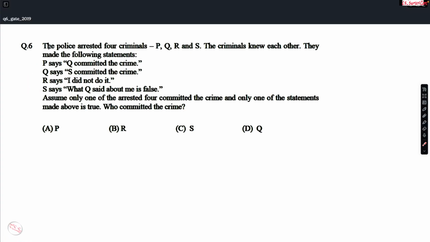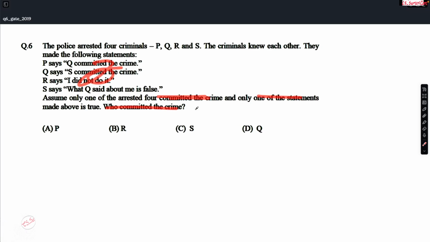Let's read the question. The police arrested 4 criminals, P, Q, R, S, okay? The criminals knew each other. They made the following statements. P made this statement, Q made this statement, R made this statement, and S made this statement. Assuming only one of the arrested 4 committed the crime, only one of the statements made above is true. These are 2 assumptions which are providing restrictions on the whole question. So they are as important as the original statements. Be very clear on that.